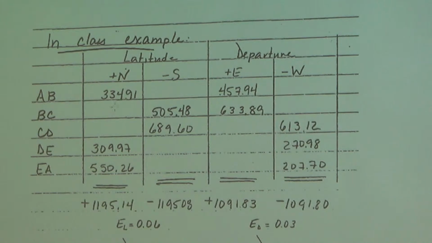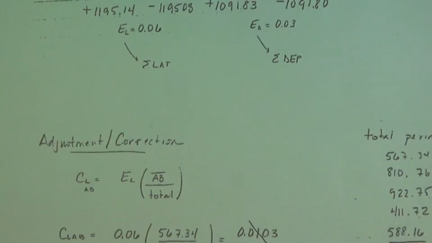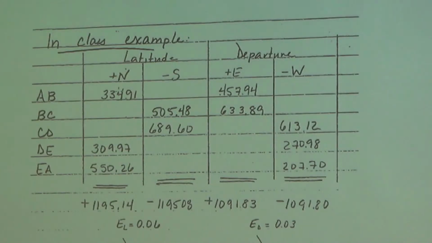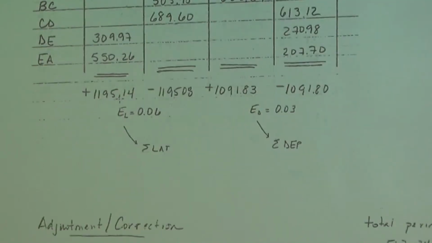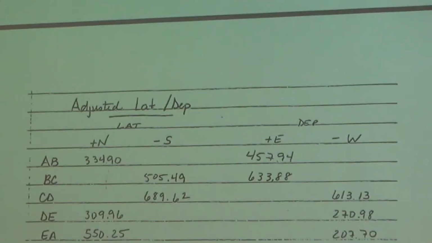Let me say it again. You add up the three northings and you get 1195.14. You add up the two southings and you get 1195.08. The northings are too big. So if you had 334.91 and the correction is 0.01, what are you going to do to this 334? Subtract it. So what should you get? 334.90.